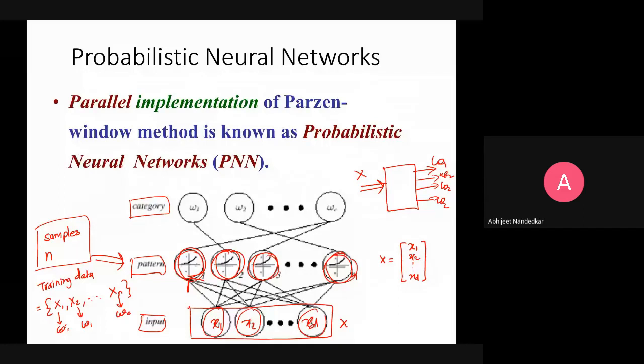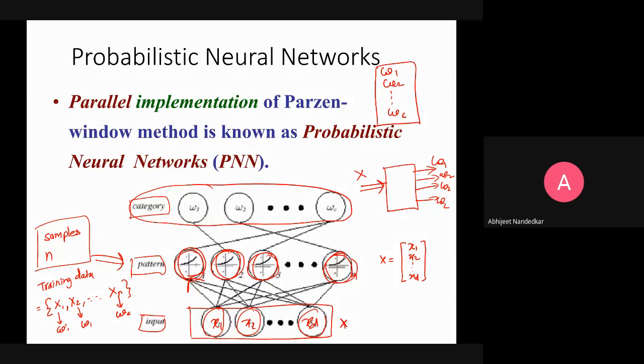So x1 is omega i, x2 is omega 1, x3 is omega 2, and so on. Okay, so this sequence may be random, so there is no situation that x1 will belong to omega 1, x2 will belong to omega 2. Anybody can belong to any class. So it's a mixture of samples belonging to C different classes. Okay, so the last layer you see is representing categories. So categories are omega 1, omega 2 up to omega C. Okay, so I hope you got this point.